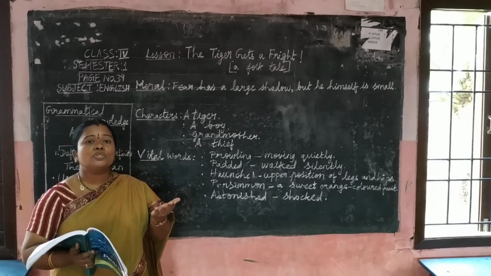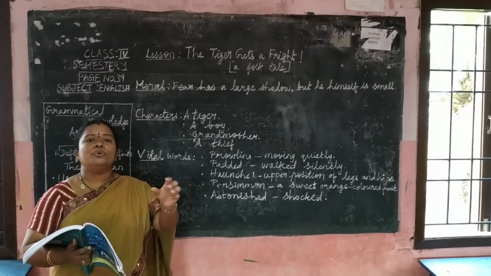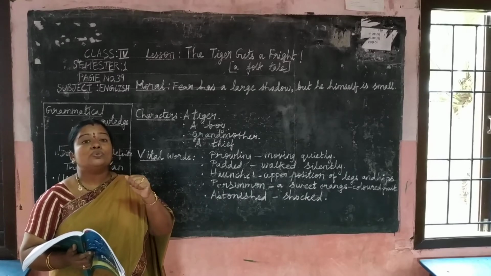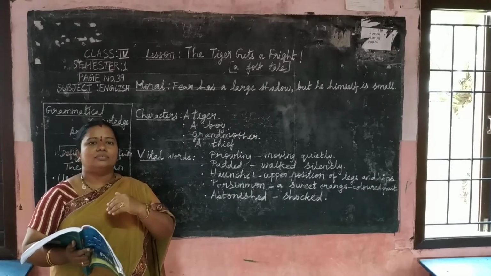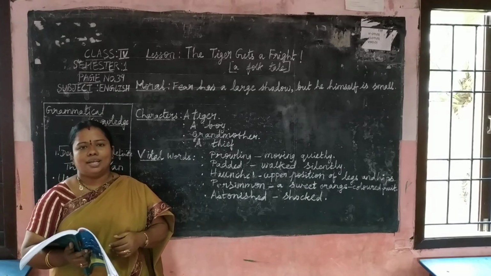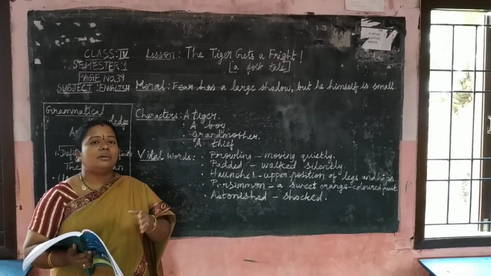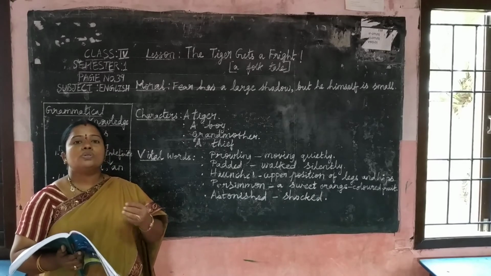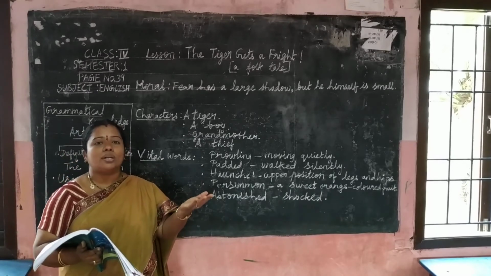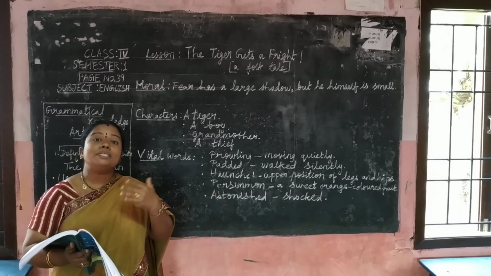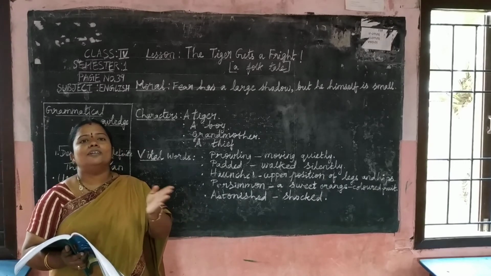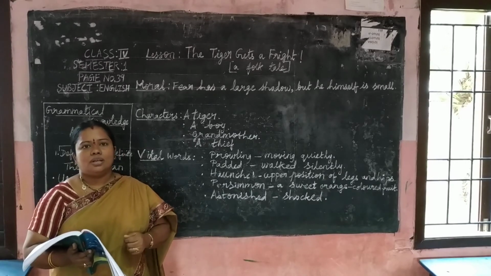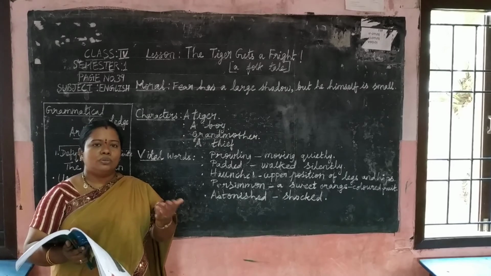What is the intention of the thief? He wanted to steal. He wanted to take the cow from the yard. He wanted to steal the cow. Okay, but as it was very dark, he was not able to see clearly what is there in the yard, and he mistook the tiger for a cow. And what did he do? Let's see.